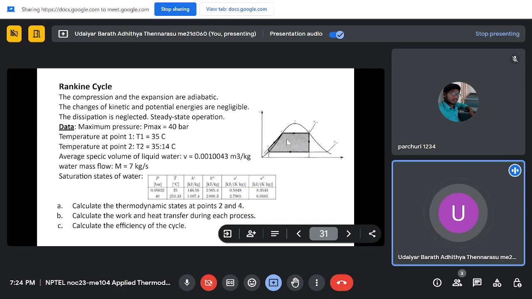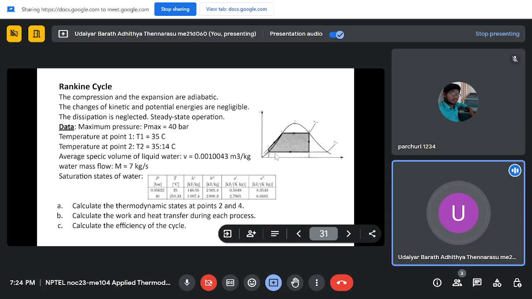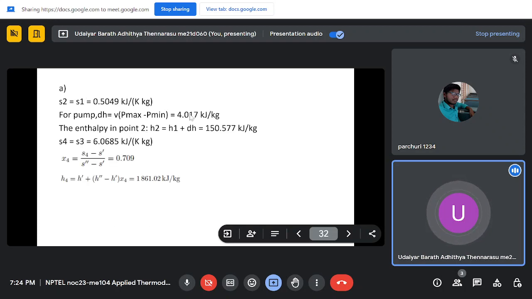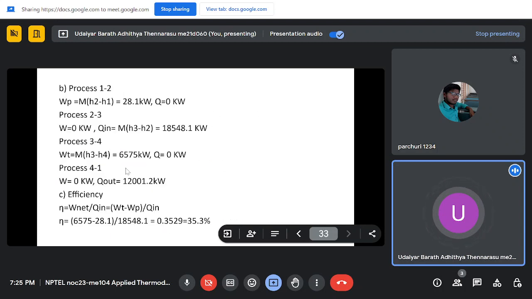So the second question is, calculate the work and heat transfer during each process. Process 1-2 is the pump, 2-3 is the boiler, 3-4 is the turbine, and 4-1 is the condenser. So 1-2 is a pump, so there is no heat transfer, Q is 0, and work is m dot into H2 minus H1. We have already calculated delta H as 4.017, and we know the mass flow is 7 kg per second from the question. So if we substitute 7 into delta H, it will come out to 28.1 kilowatt. So this is for the pump.